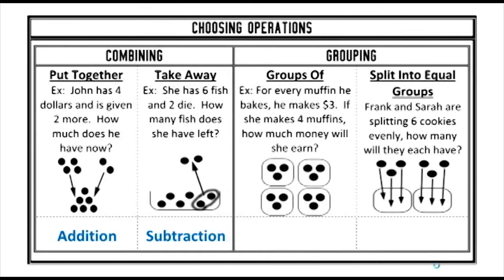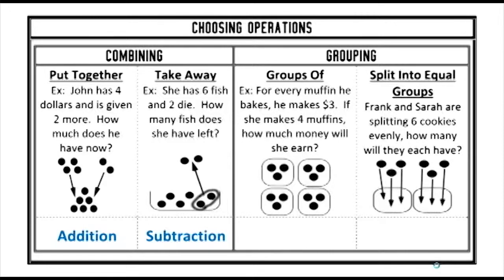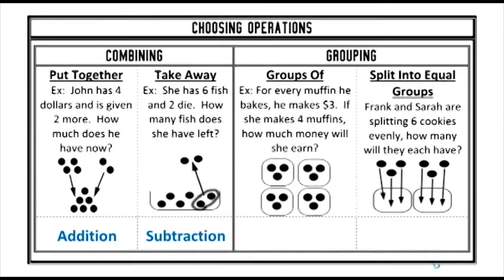We have groups of and we have splitting into equal groups. With groups of, we take equal sized groups. So with putting together, they were different sized. With groups of, they are equal sized. So this could be things like reoccurring payments, hourly wages, things like that. Sets of, groups of. For every muffin he bakes, he makes $3. $3 per muffin. If she bakes 4 muffins, how much money will she earn? That's 4 sets of $3, $12. Multiplication.